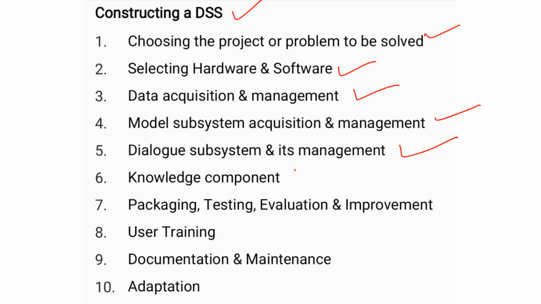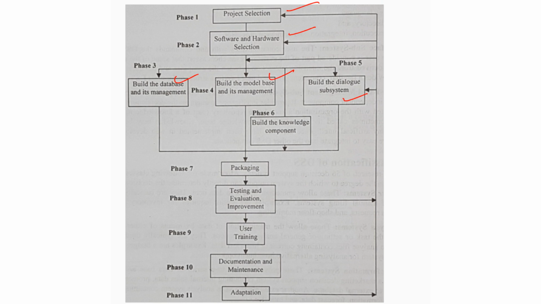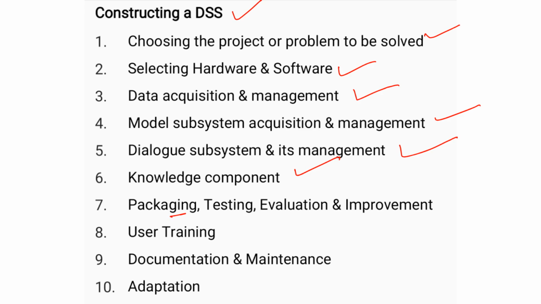The next, six, will be knowledge management, that is building the knowledge component, performing knowledge engineering. Try to find out what knowledge and skills are required to solve that particular problem, so that you can have that knowledge base. So this is step number 6 or phase 6. Then once all this is done, combiningly you will move into the next, called packaging. And then 8th will be combined here, testing, evaluation and improvement.